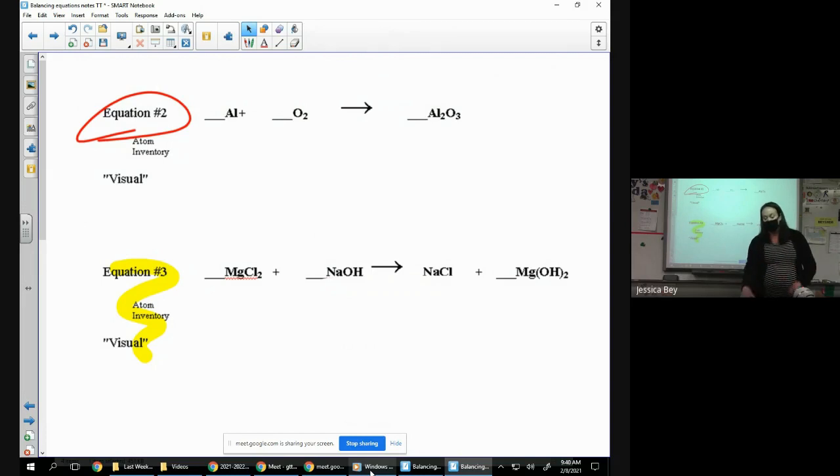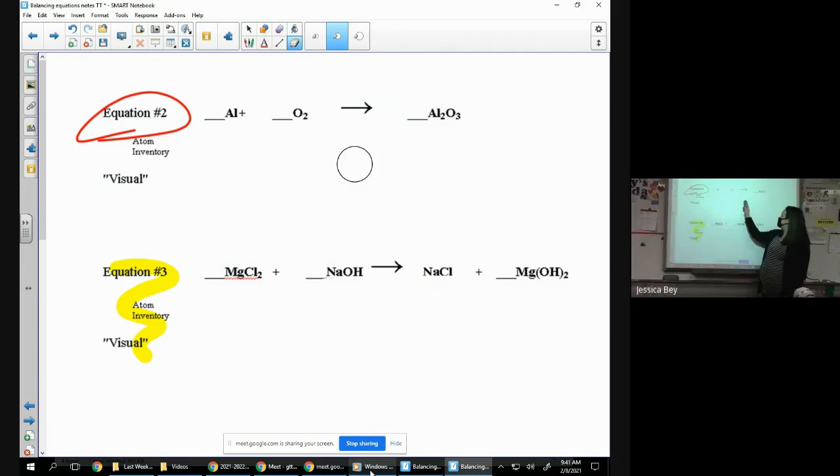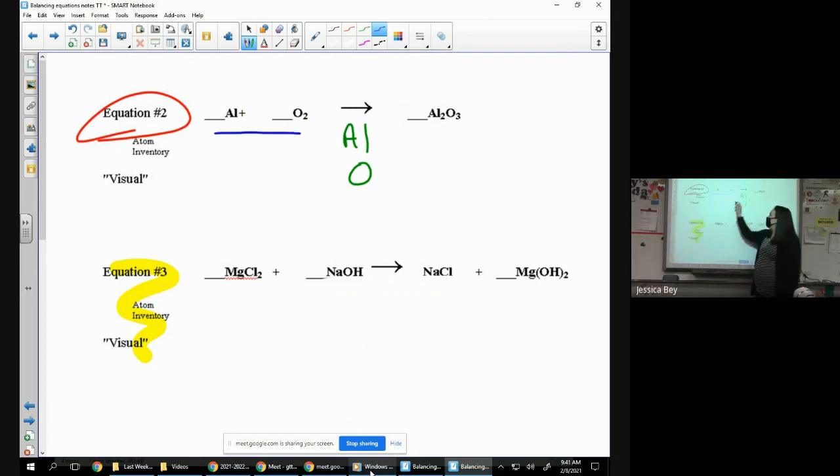What elements do we have? Oxygen. We have oxygen, and what else do we have? Apparently, I didn't write any of this. I want to write that down here. What else do we have in here? Aluminum. Got it. Okay. Now, how many aluminums am I starting with over here on my reactant side, Kayla?